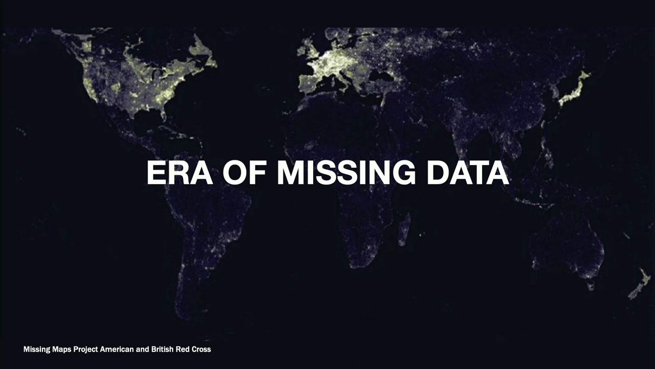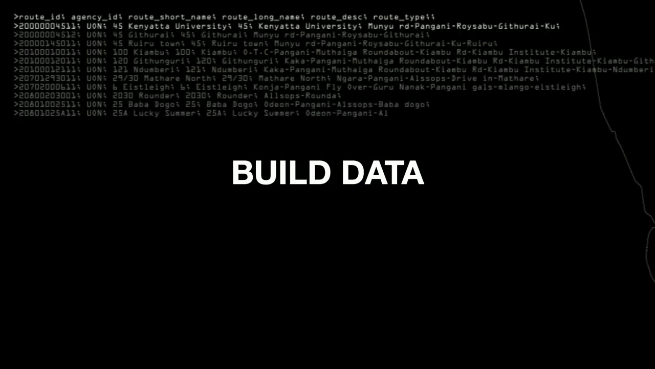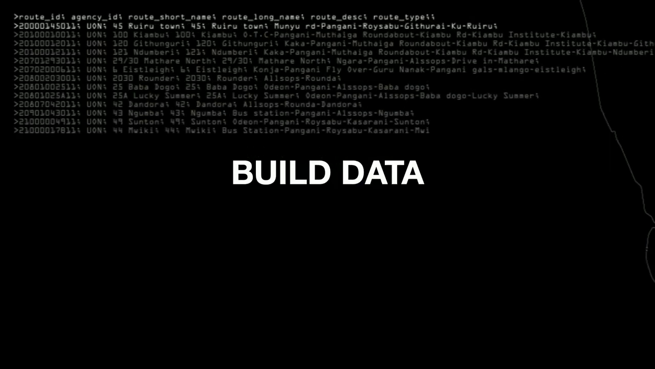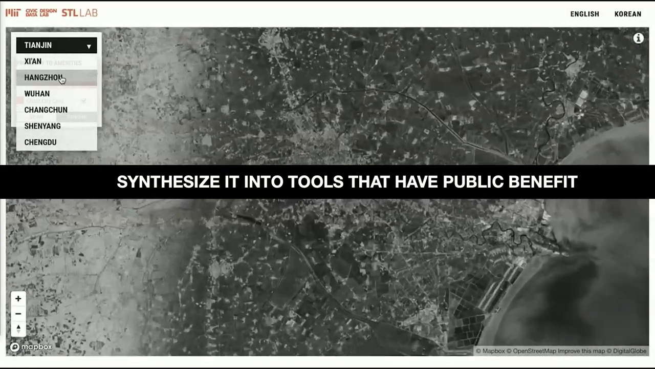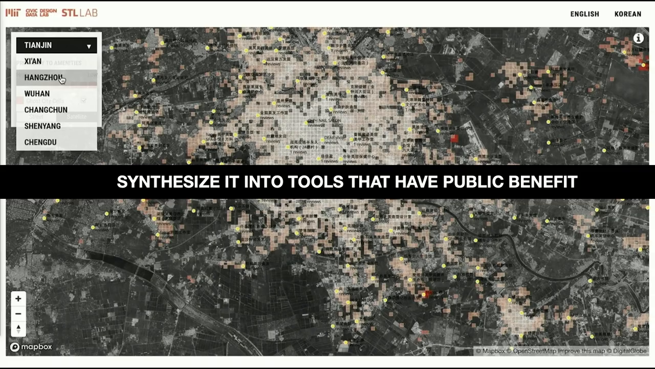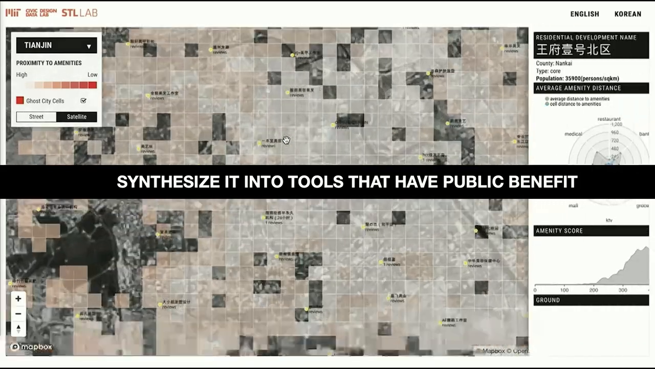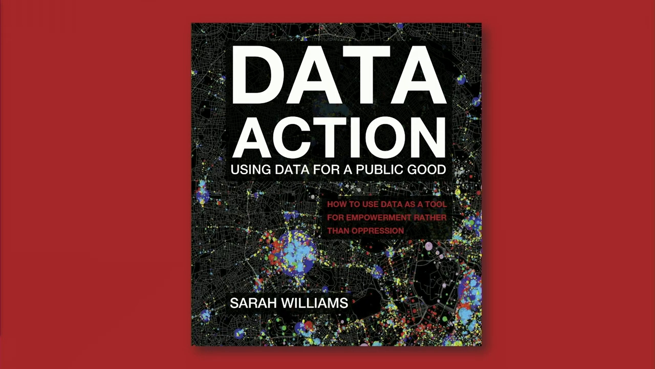In this map produced by the Missing Maps Project, we see the lack of infrastructure in many areas in the global south. I seek to change that power dynamic by building data in unique ways to help fill the gap and synthesize that data into tools that have a public benefit that can change policy. It's a process that I talk about in my book, Data Action.